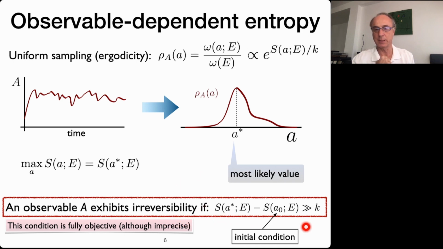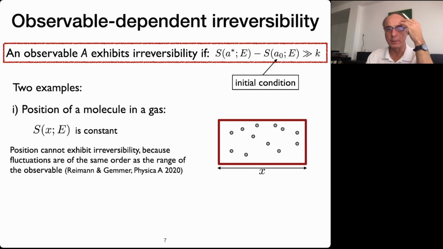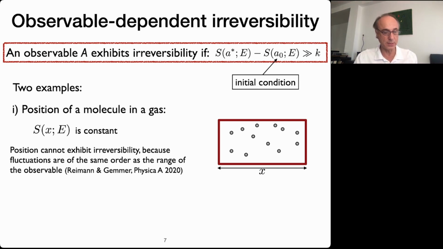I will show you precisely that in a system you can have observables, some of which could have an irreversible behavior and some others will not. And this has nothing to do with the scale of these observables. So let me illustrate this idea with two examples. The first one is the position of a molecule in a gas. Suppose you have a gas in a box, and this is the coordinate x, and you consider the following observable: the x coordinate of one molecule, let's say molecule 1.